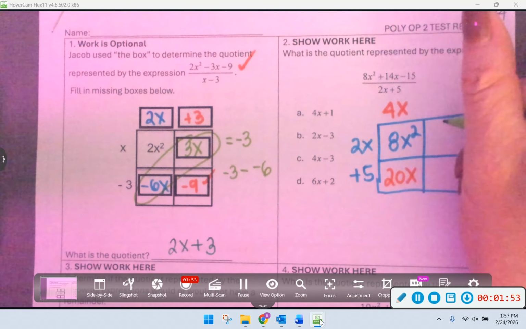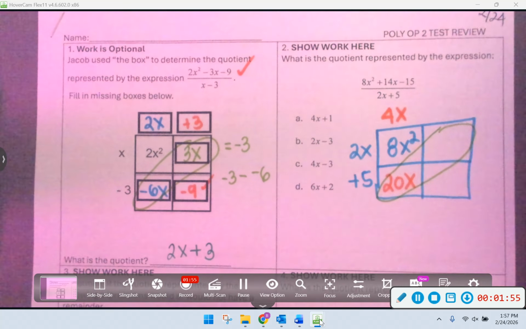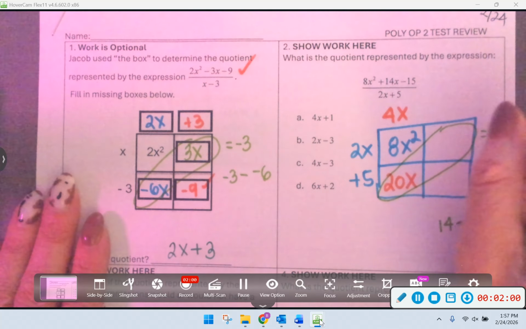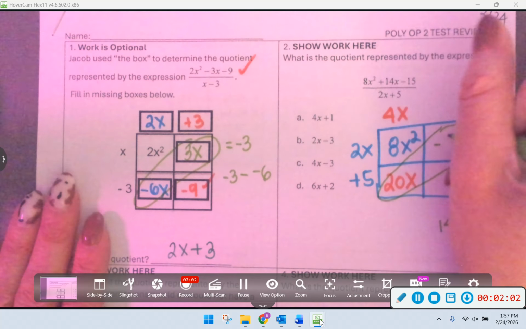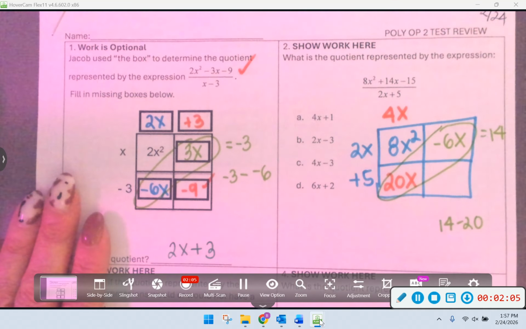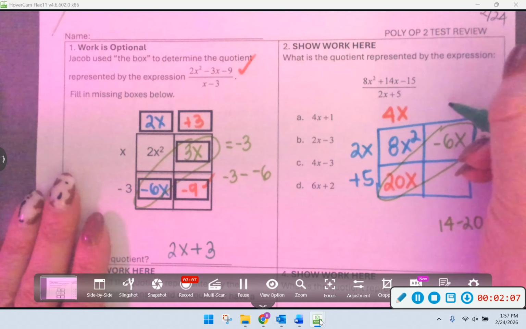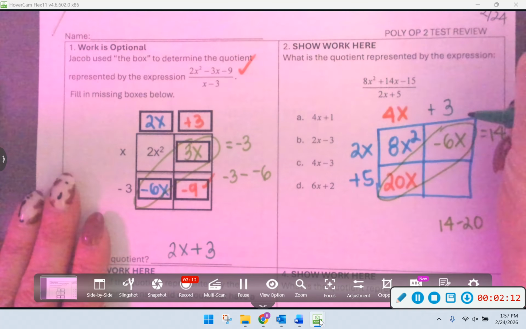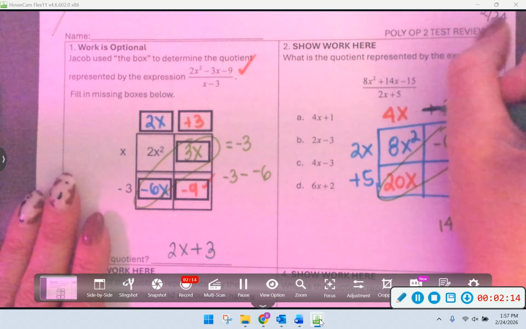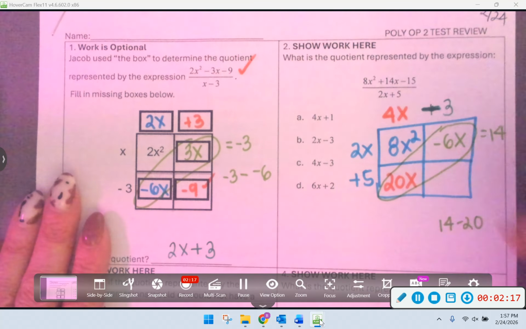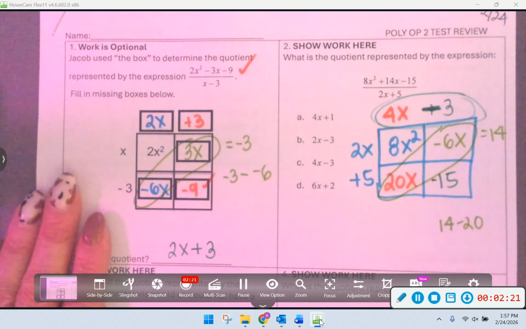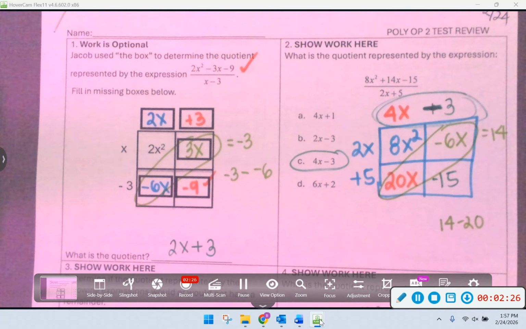We're going to take our diagonal, and we want it to equal 14. So we're going to do 14 minus 20, which will get me negative 6x. What times 2x is going to get me negative 6x? 3. Oop, hold on. Negative 3, not positive, negative 3. Negative 3 times 5 will get me negative 15. The top of my box is my answer. So my answer is going to be C, 4x minus 3.